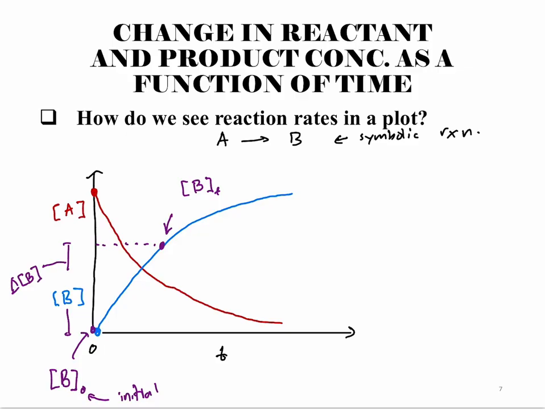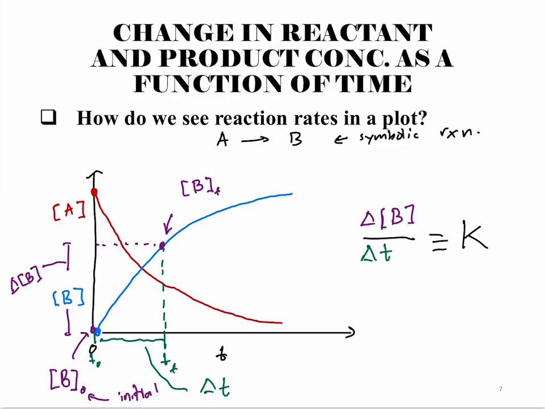And then the quantity we have here, this is our final time, and this is our initial time. This represents the change in t, right? And so when we take the ratio of those, we have delta concentration of B over delta t. That is defined as our reaction rate.